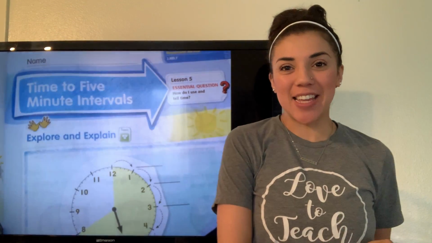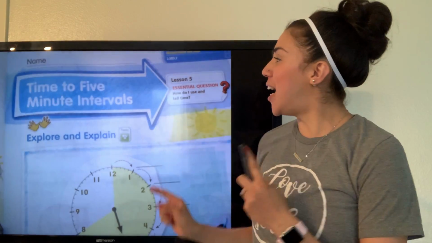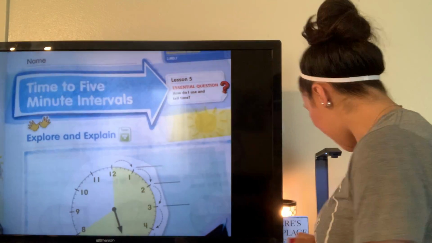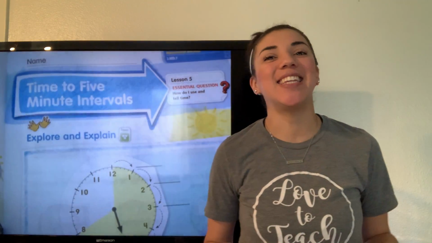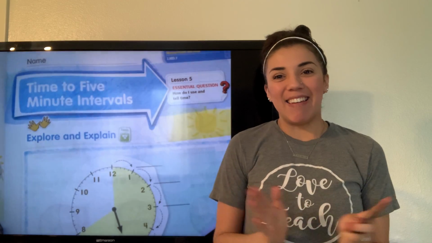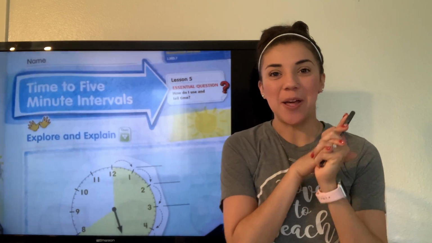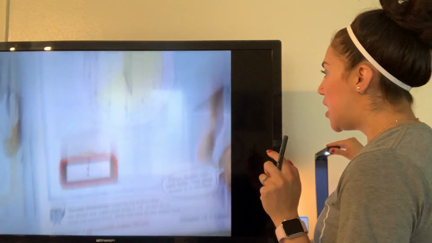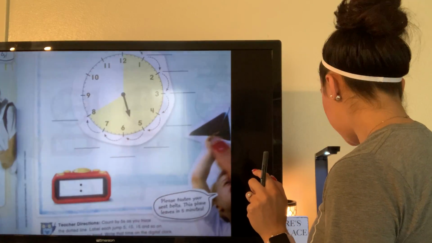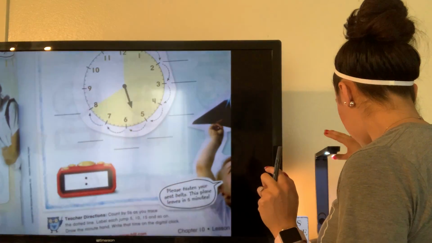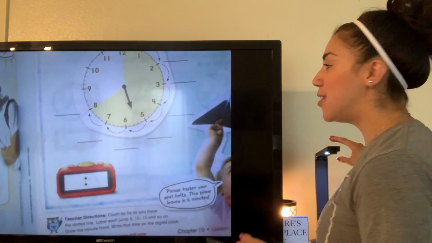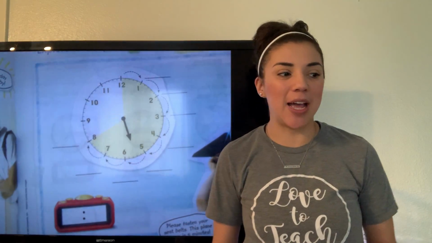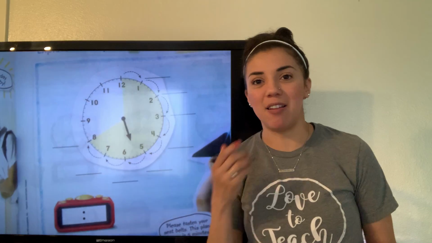So today we're going to get started on our new lesson, time to 5-minute intervals. Go ahead and open up your book to page 619. Here we have a picture of an analog clock, and then one of a digital clock down here. The first thing we're going to do is label this analog clock.